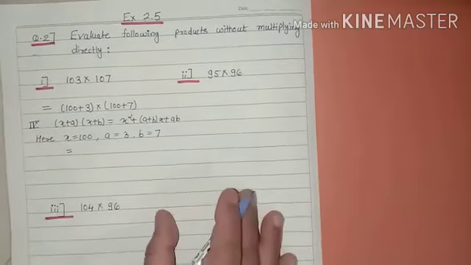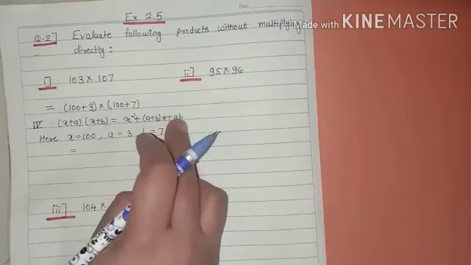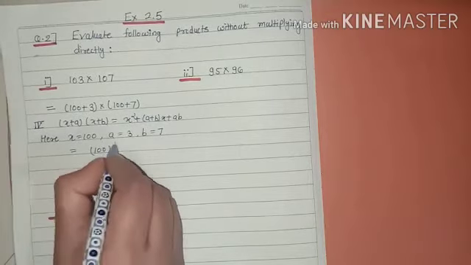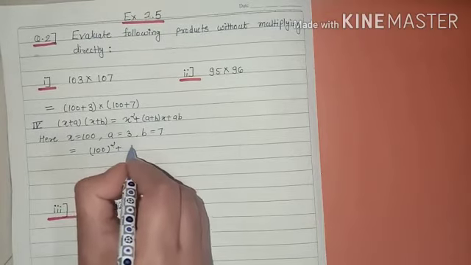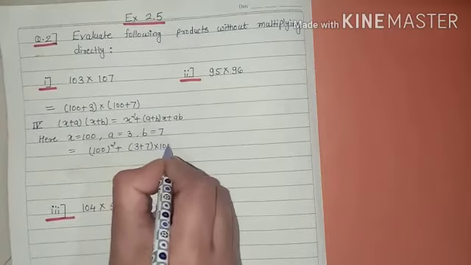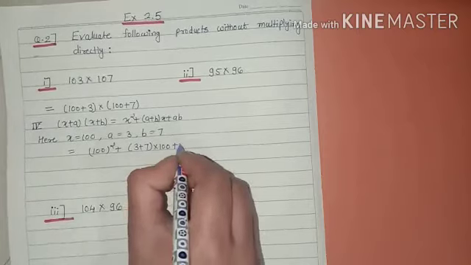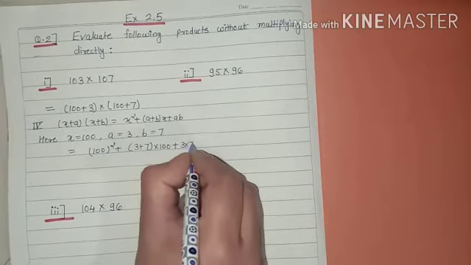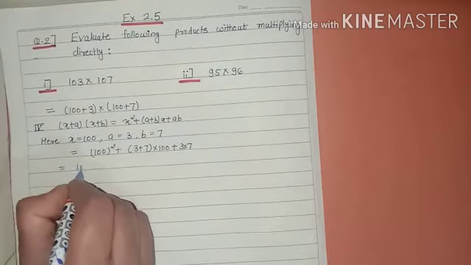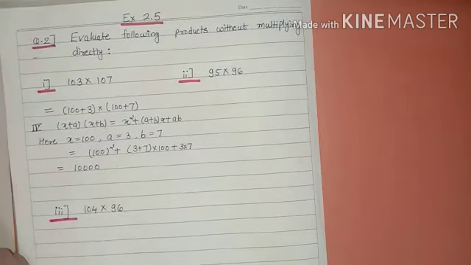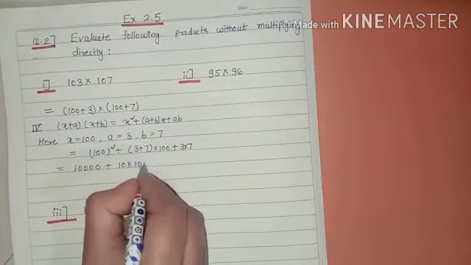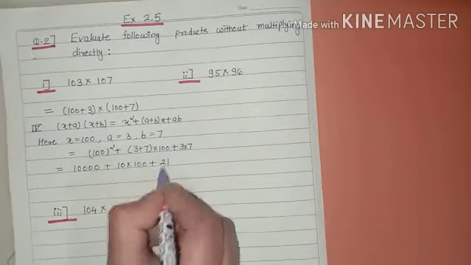Then we will substitute the values of x, a and b in the right hand side of this identity. X square, it means 100 square, plus (a plus b), within bracket a plus b, it means 3 plus 7, into x, it means into 100, plus a into b, it means 3 into 7. Next step, 100 square, 100 into 100, we will get 10,000 plus 3 plus 7, it means 10 into 100, plus 3 sevens are 21.